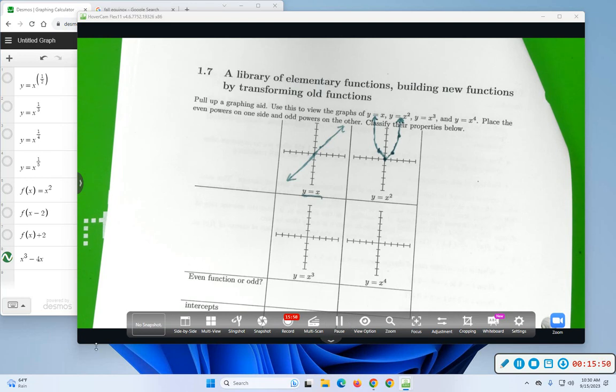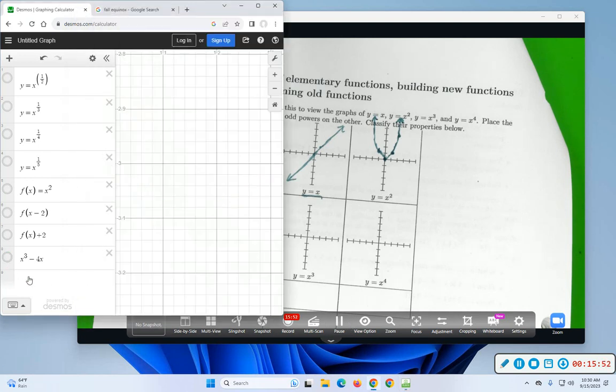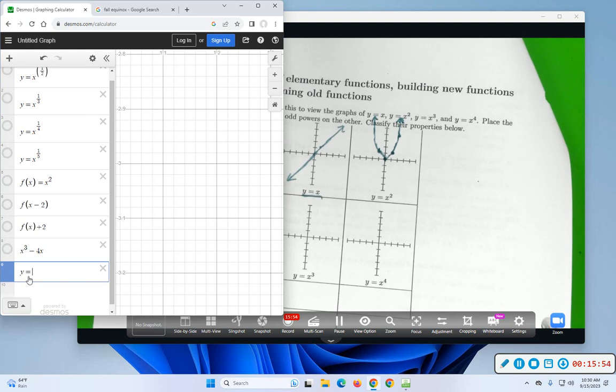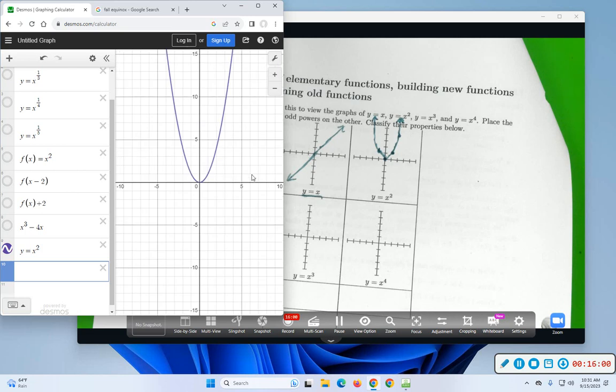Let's just compare that with a computer graph. Y equals x squared. That look about like what we drew? All right. So one graph you should always have in your head is what does the graph of y equals x squared look like? It looks something like that.